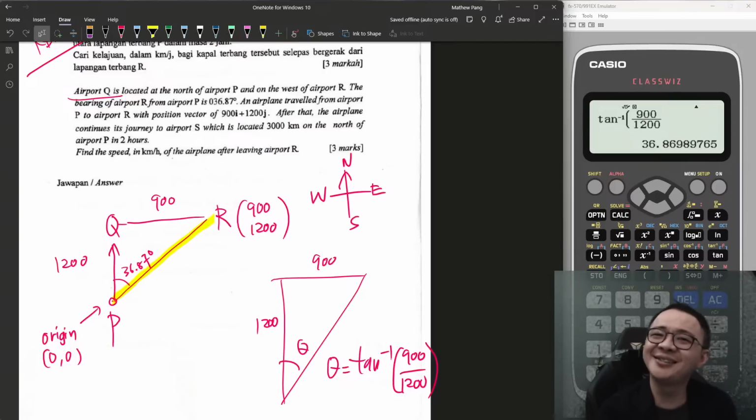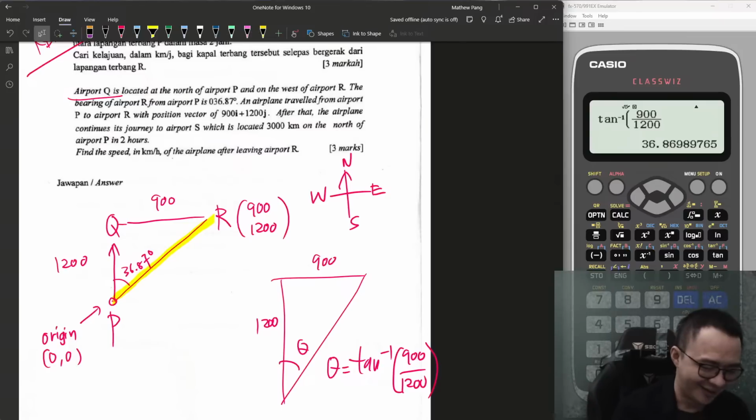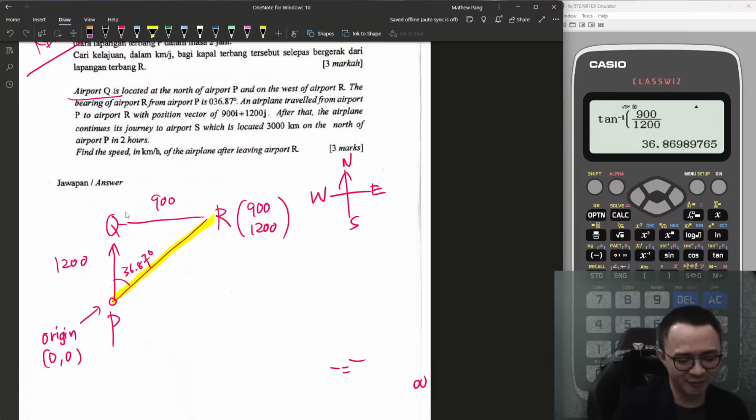Is it meter? Is it centimeter? Is it mile? We do not know. But over here, we just assume it's km. Alright, or else this question, we need to stop there already. So yeah, we assume it's a km.